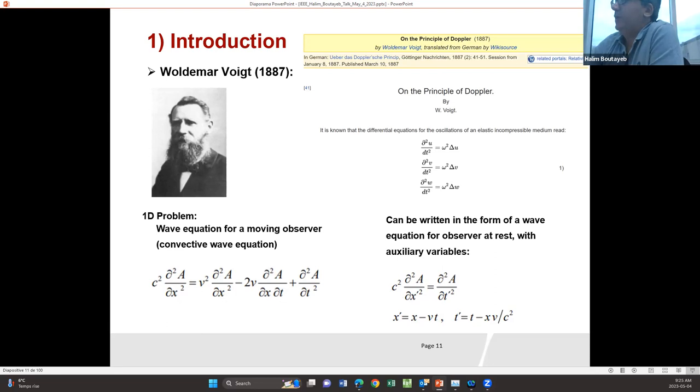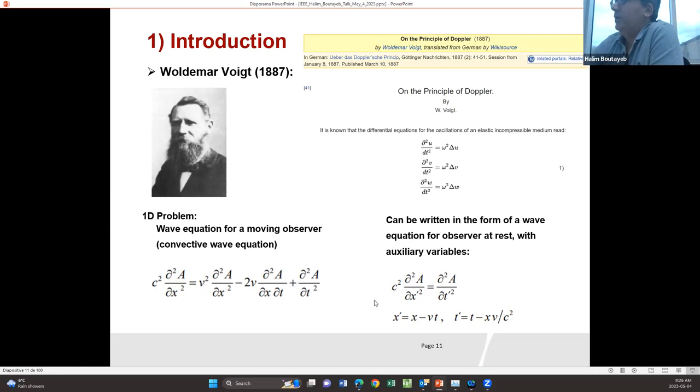Why did he do that? He was actually trying to find an explanation of the Michelson experiment, which had been done in 1881. And he tried to find a new formula of the Doppler effect in order to explain the result of this experiment. Actually, in another paper, he gave an explanation of that experiment, but later on he retracted and said that there was an error in his demonstration.